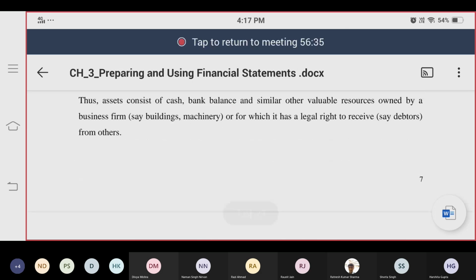Okay. Thus, assets consist of cash, bank balance, and similar other valuable resources owned by a business firm, say buildings, machinery, or for which it has a legal right to receive, say debtors from the others.